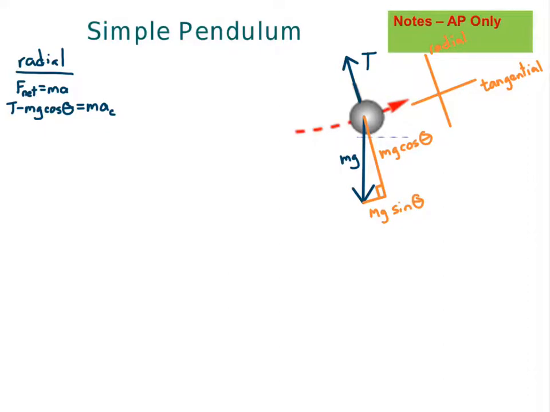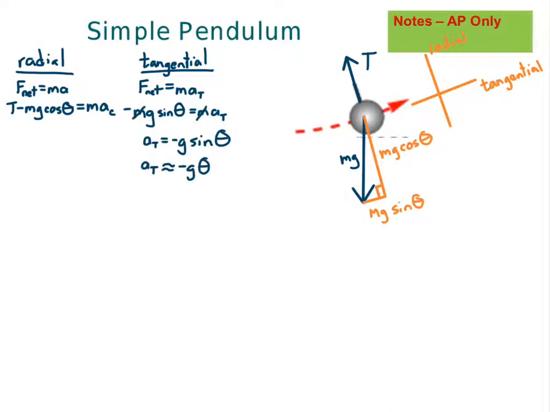Now, I'm not going to go any further with that one. I want to write down the tangential equations. Well, when I do the same thing for the tangential direction, I get F net equals ma, but a in that case is equal to tangential acceleration. So I get negative mg sine theta equals m times tangential acceleration. The m's divide out, and when I solve for a_t, I get a_t is equal to negative g times sine theta.